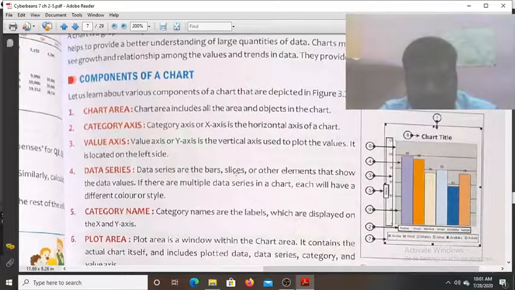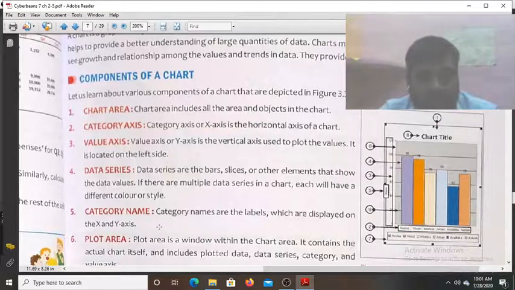Now the fourth, you see the data series. Data series are the bars or slices or other elements. These rectangular bars of different colors that you are seeing are the data series, or the elements that show the data values. If there are multiple data series in a chart, each will have a different color or style. So every data series has a different color and style.